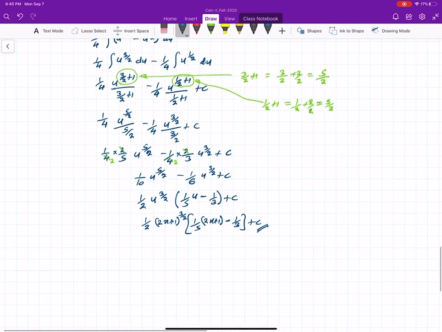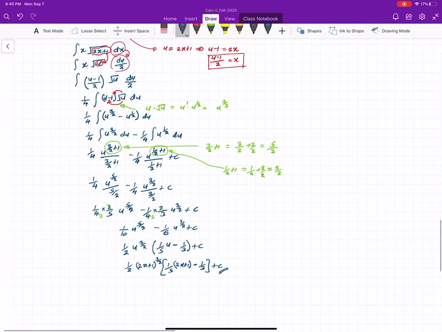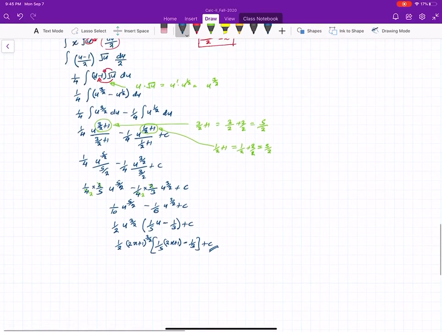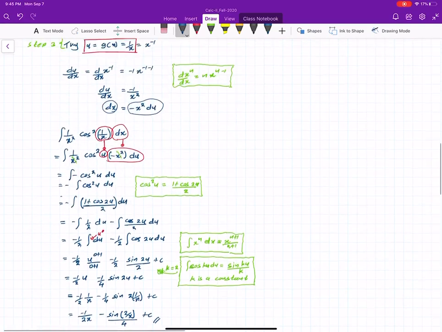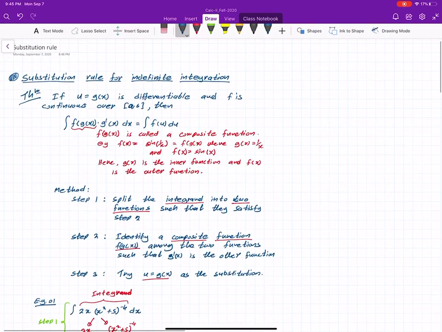Alright, so this is a long problem. Spend a little time to understand this problem. This is not a hard problem, but it's long. Alright, so let's move to the next part of the section. This is the first part of the section where we use the substitution rule for indefinite integration. Now we learn the substitution rule for definite integration. That is the next point.